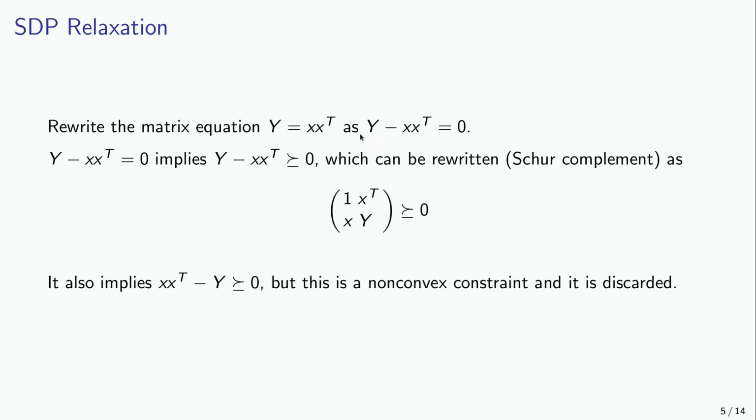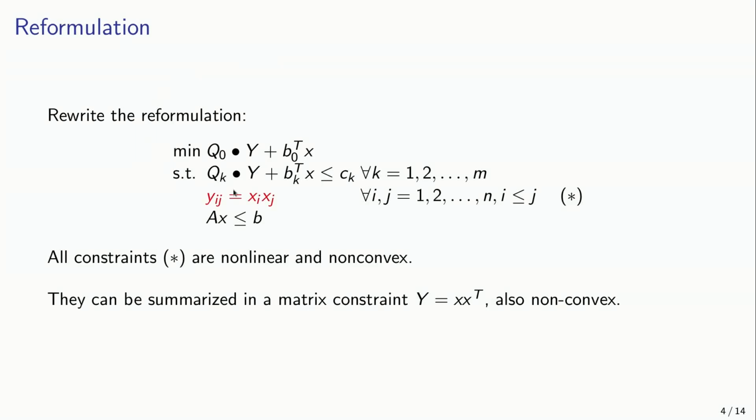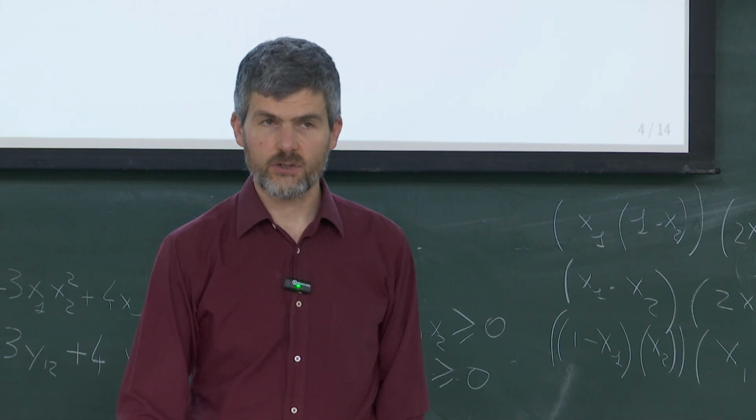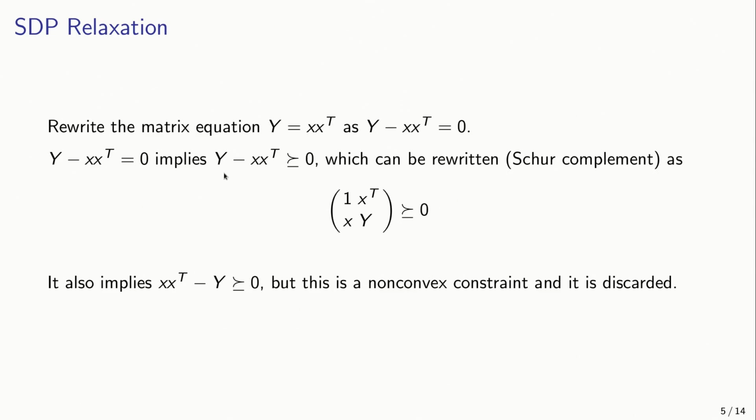relax your original problem. Instead of having Y equals x times x transpose, which is non-convex, you replace that constraint with a semi-definiteness constraint, the constraint that imposes Y minus x times x transpose positive semi-definite. There's an even better way to formulate it, which is more compact and it's actually stronger. It's written by getting help from the Schur complement.